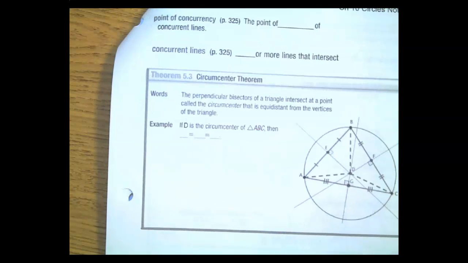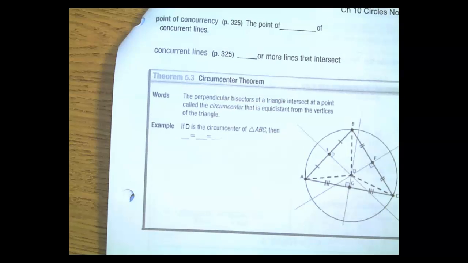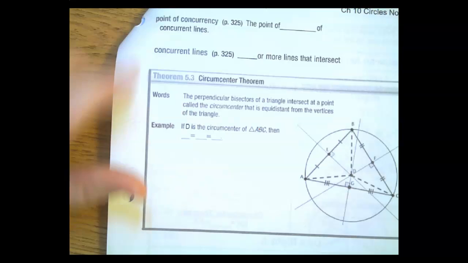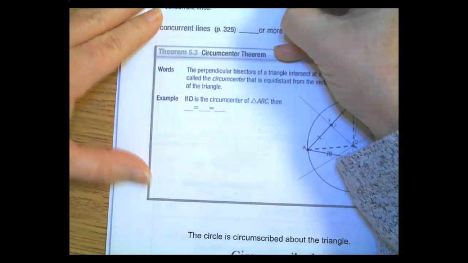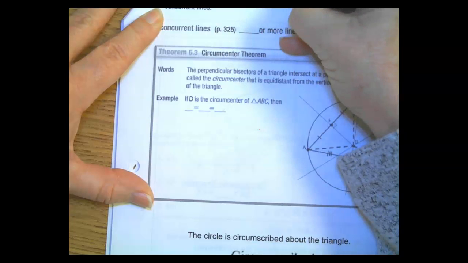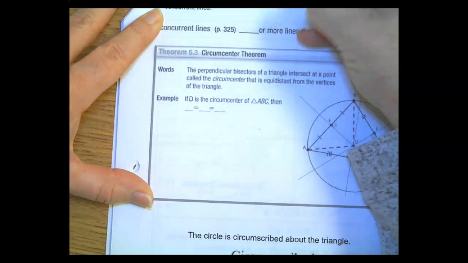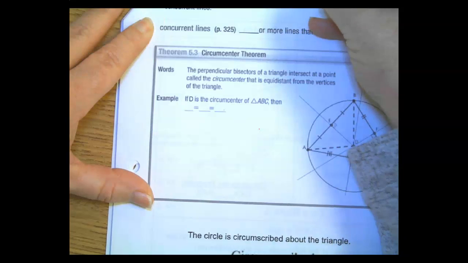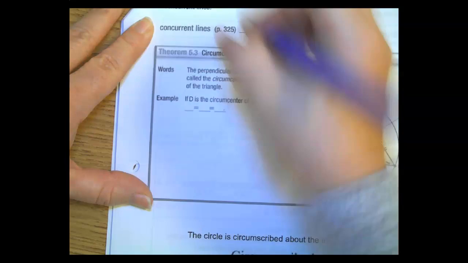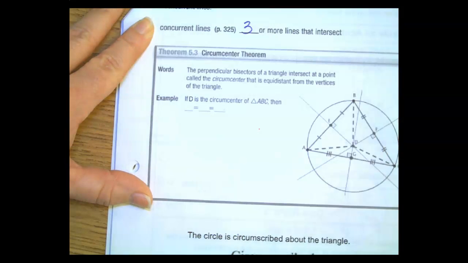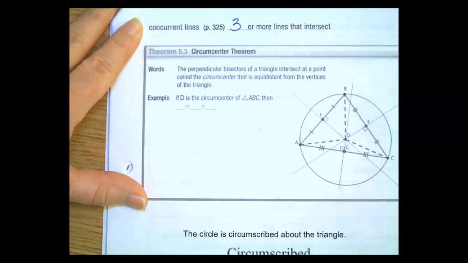All right, let's flip. Point of concurrency. The point of concurrency is the point of intersection of concurrent lines. So concurrent lines are three or more lines that intersect. Again, here I am. There it is.